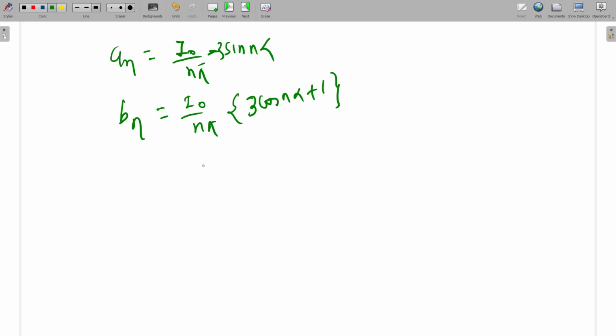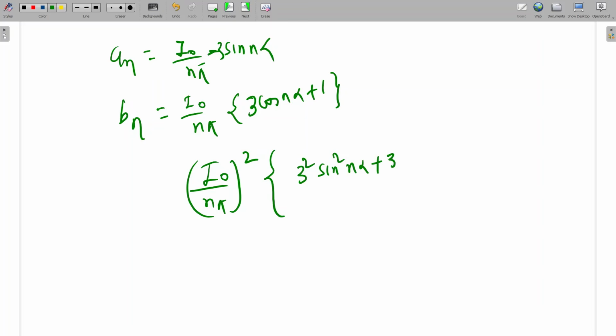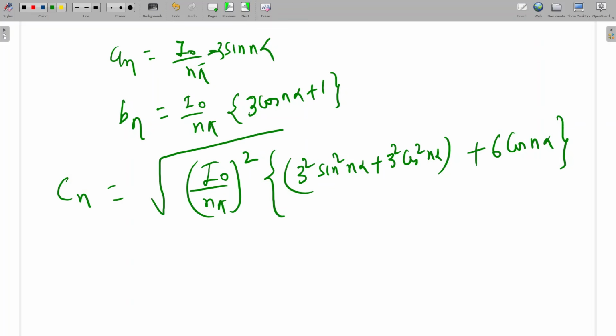So we can do an square plus bn square. So what will it be? I naught upon n pi whole square. Okay, here I'm taking it as common: 3 square sin square n alpha plus 3 square cos square n alpha, plus 2 into 3, 6 cos n alpha. So Cn will be the square root of this. Are these equations correct? Can anyone tell whether these calculations are correct or not?